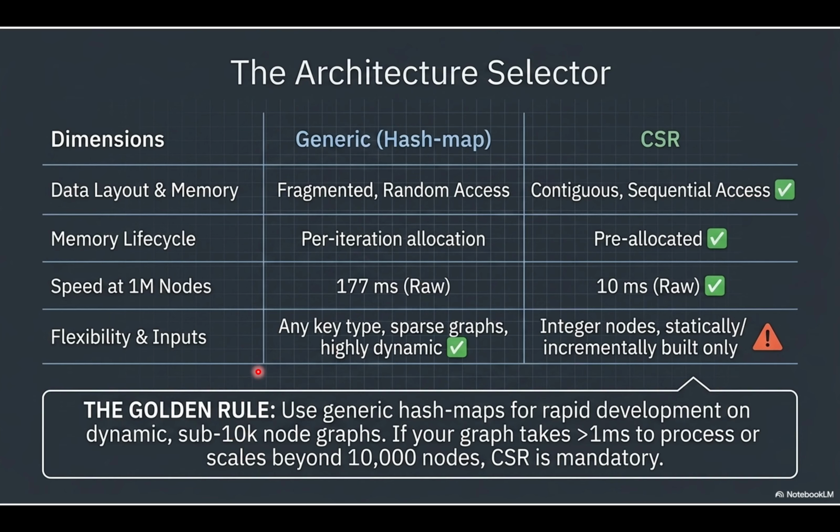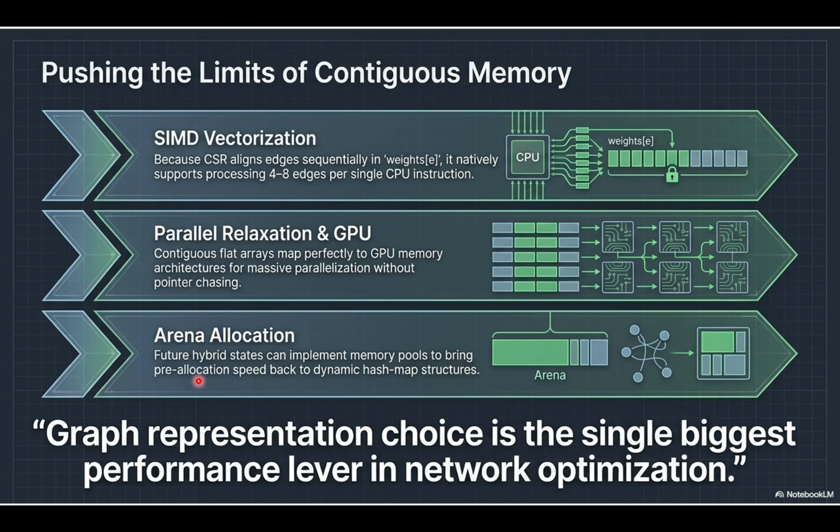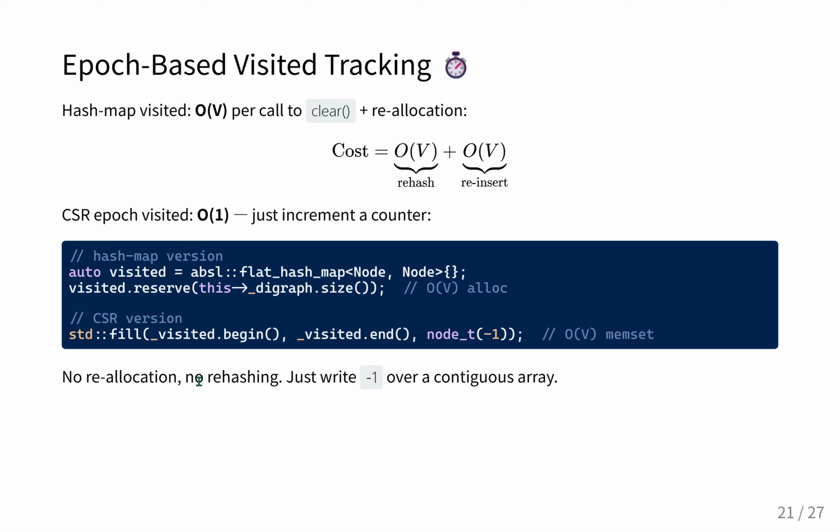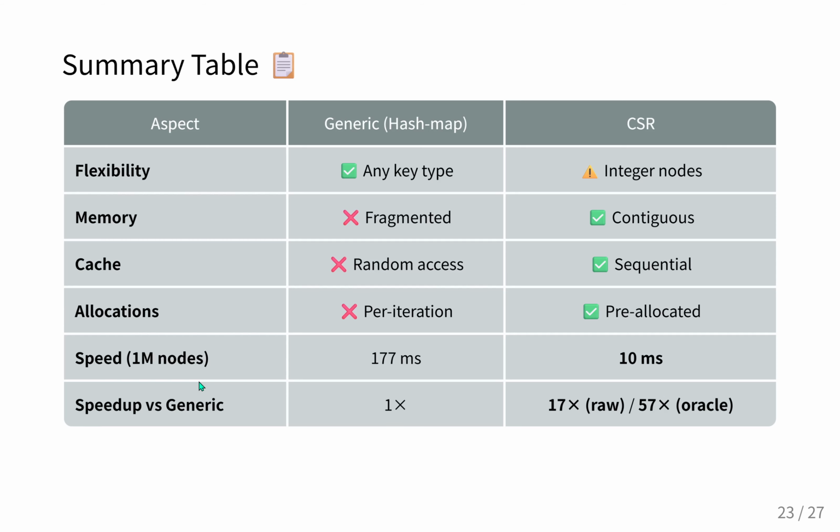So, with this technical autopsy complete and CSR winning by a landslide 57 times over, what does this actually mean for developers? Should we just purge hash maps from our code bases entirely? Well, that is the ultimate developer's dilemma, because despite these brutal benchmark numbers, the presentation does not declare hash maps obsolete. Really? No, it actually lays out a very clear, pragmatic decision matrix. Okay, let's run through it then. When is the generic hash map approach still the right tool for the job?